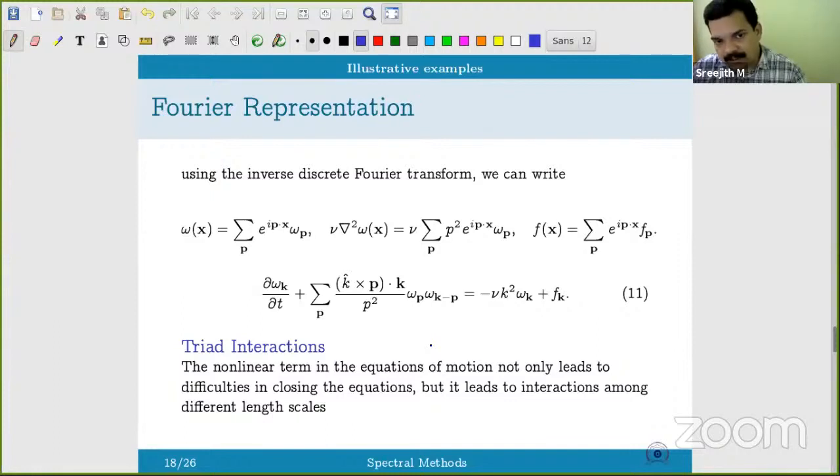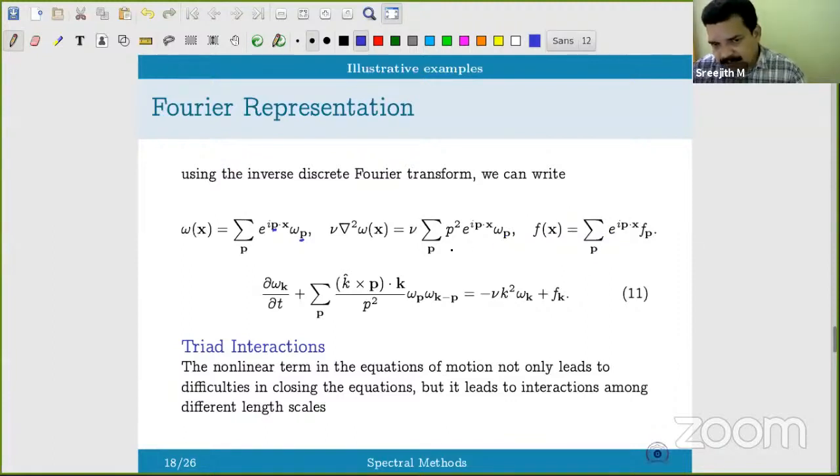So we have only omega, the vorticity, as the variable, and omega is approximated as summation of e raised to i p x omega p. Here, p is the wave number, k, as I have said earlier. The viscous term nu del square omega is transformed as nu times summation over p of p square e raised to i p x omega p, where omega p is the vorticity, and the forcing term is also transformed to the configuration space.